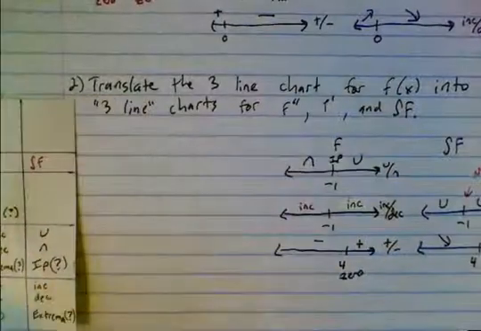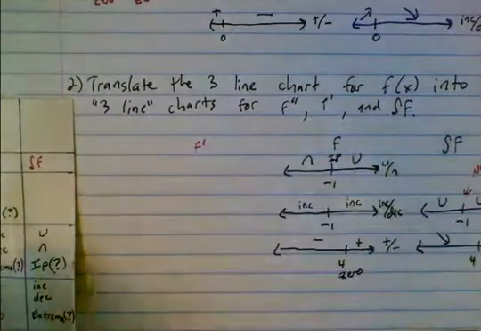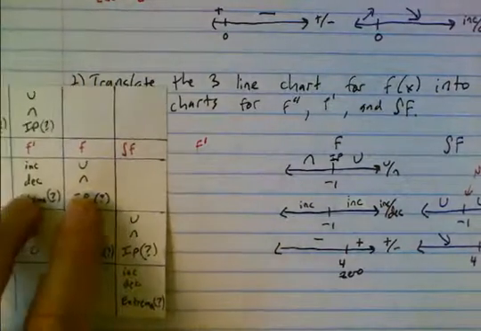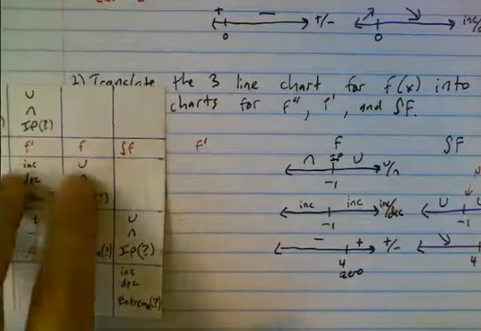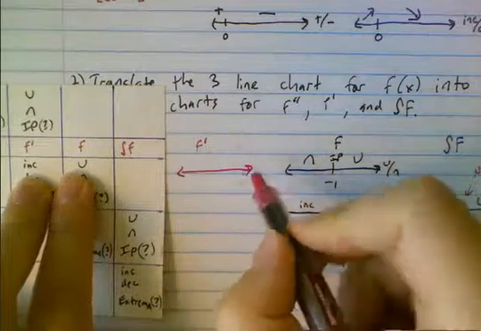Going the other way, f prime. So we know that for f of x, concave up, concave down, translates into increasing, decreasing.